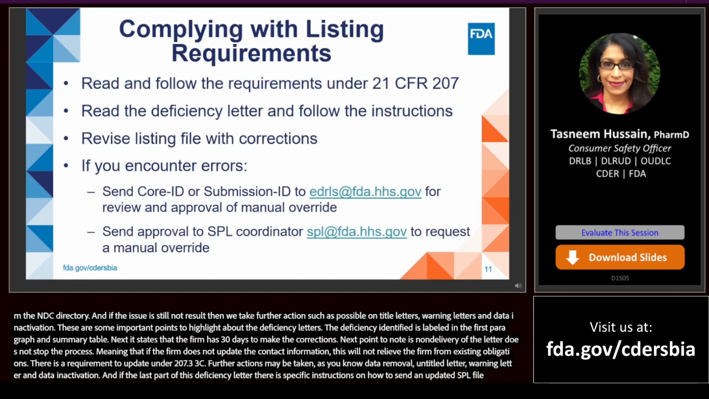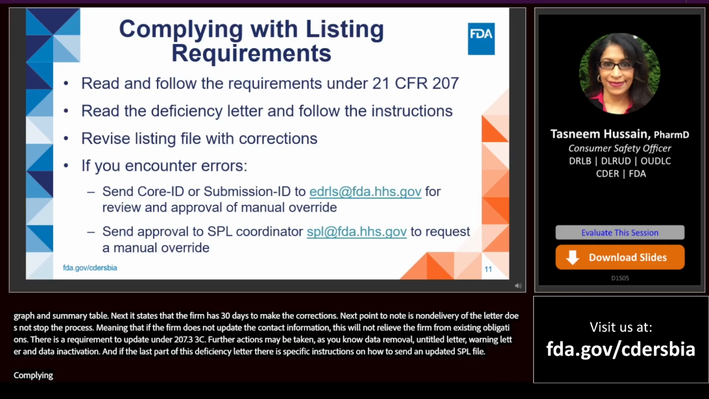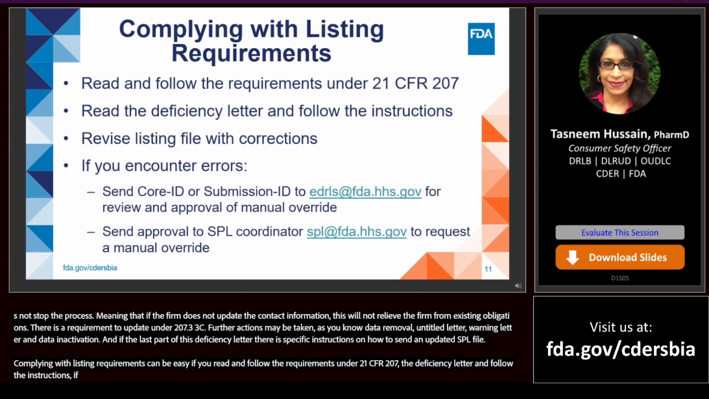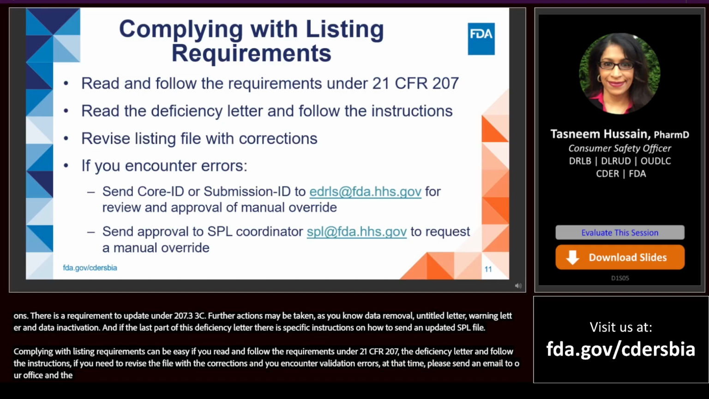Complying with listing requirements can be easy if you read and follow the requirements under 21 CFR 207, if you read the deficiency letter and follow the instructions. If you need to revise the file with the corrections and you encounter validation errors, at that time, please send an email to our office and send us the core ID or the submission ID for review and approval.